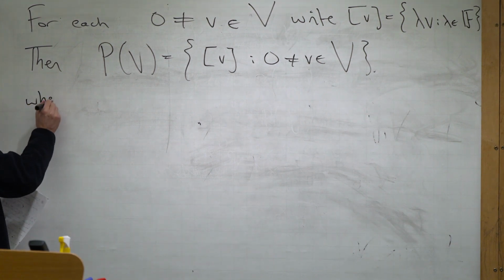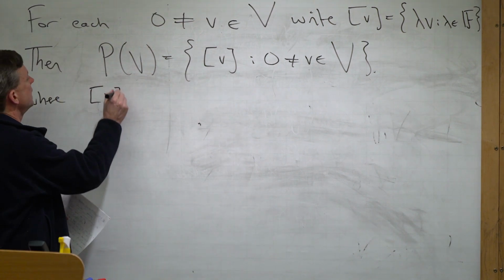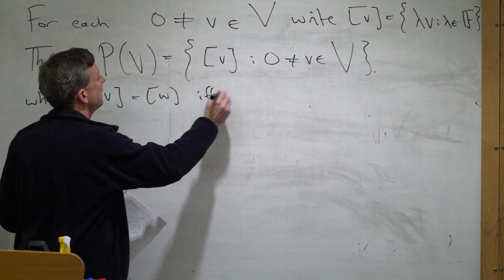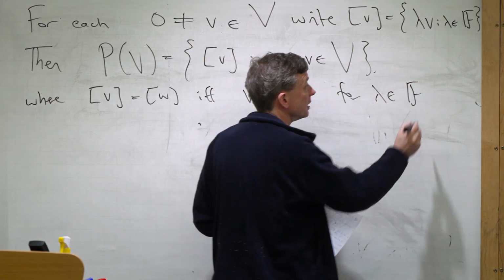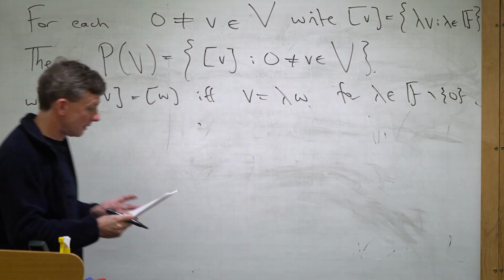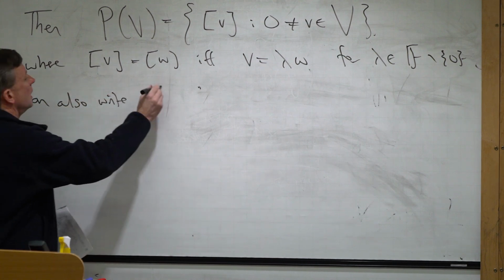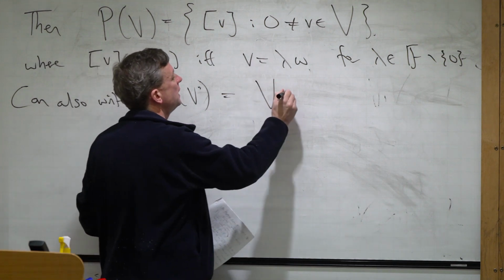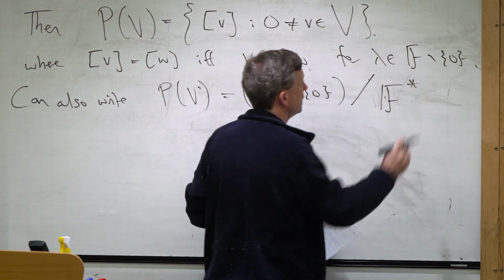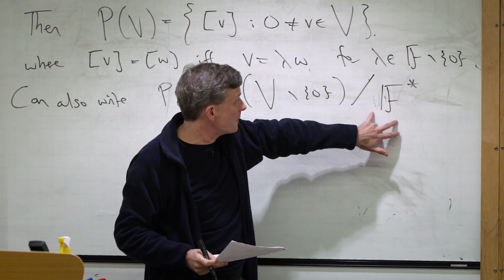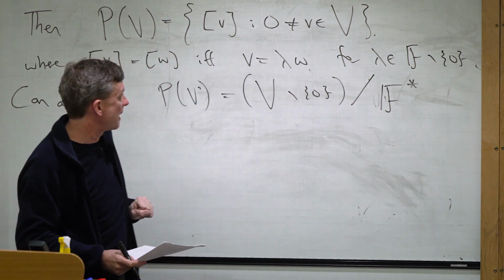And the point does not determine the vector little v uniquely. In fact, we have [v] equals [w] if and only if v is lambda times w for some lambda in your field, but lambda has to be non-zero. So lambda a non-zero element of the field. So we can also write P of V as V take away 0, divided by F star. By F star, I mean the field take away 0 as a group under multiplication. And the group action on this thing is just rescaling, multiplication by lambda.